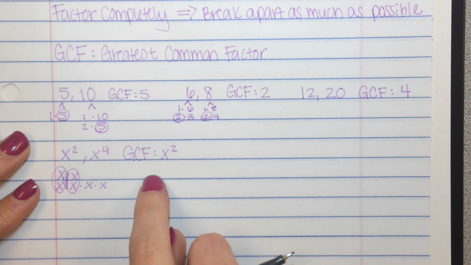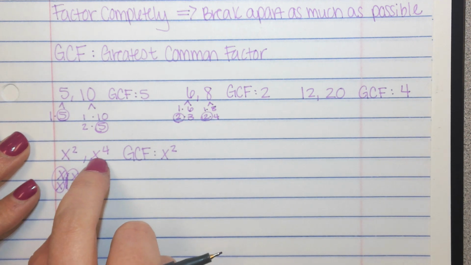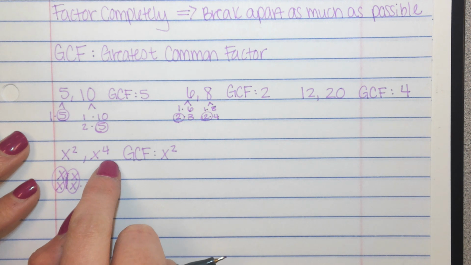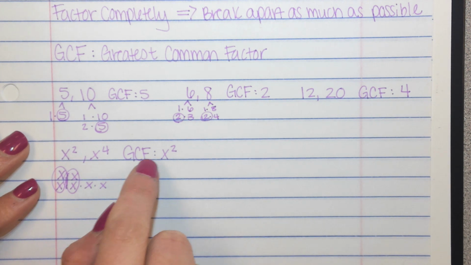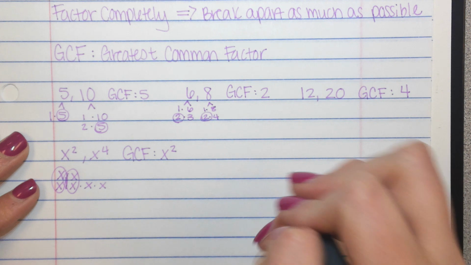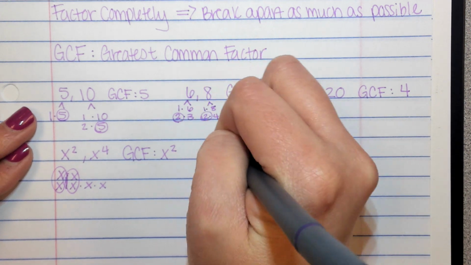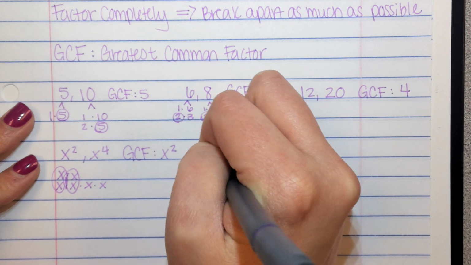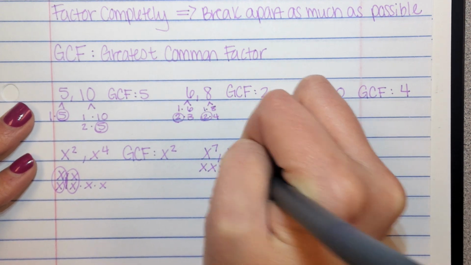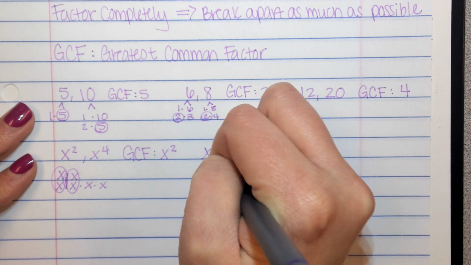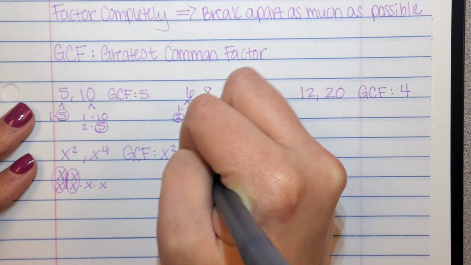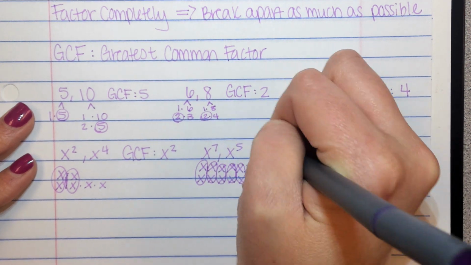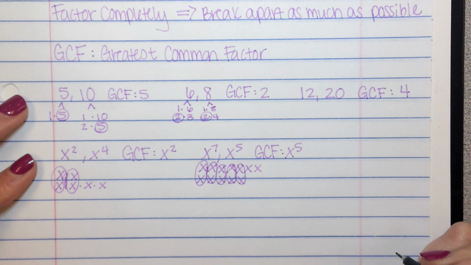Right? Another helpful tip is that it's always the lowest exponent. So if you have 2 x's here and 4 here, the most that they could have in common is 2. So it's the one with the lowest exponent. Okay, we can say x to the 7th and x to the 5th. You can list out your x's. 1, 2, 3, 4, 5, 6, 7. 1, 2, 3, 4, 5. How many pairs can you make? 5. So the GCF is x to the 5th.